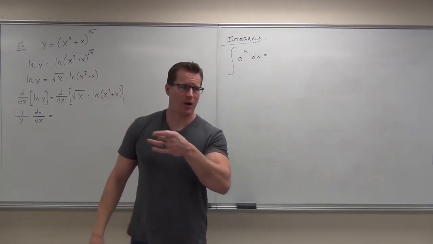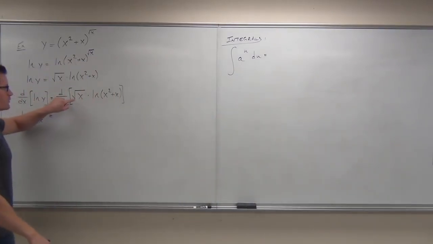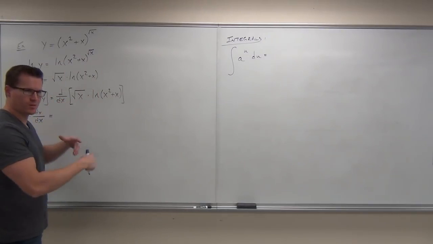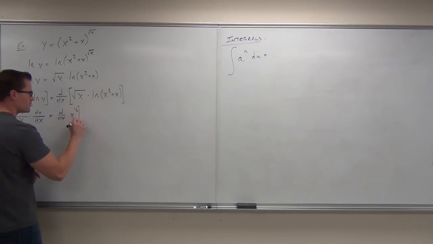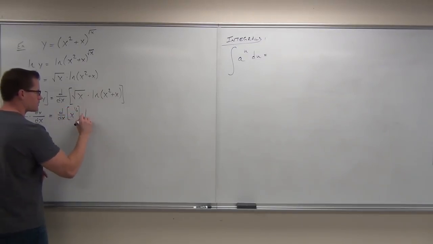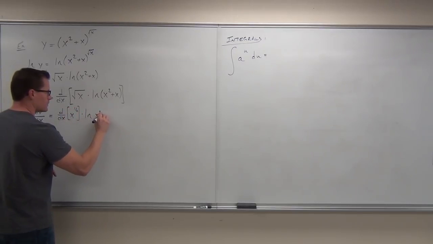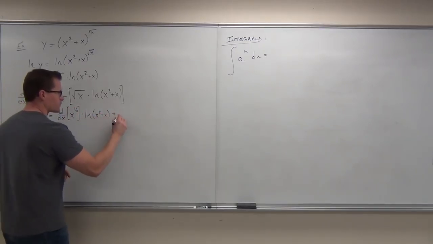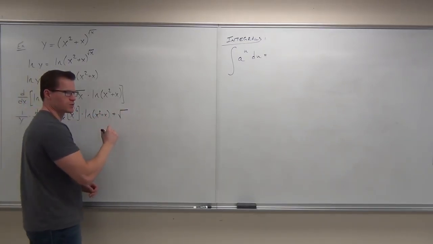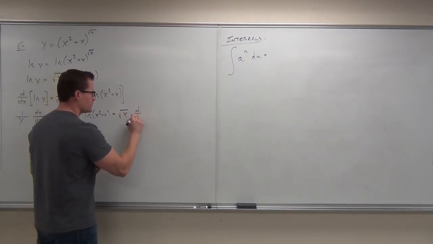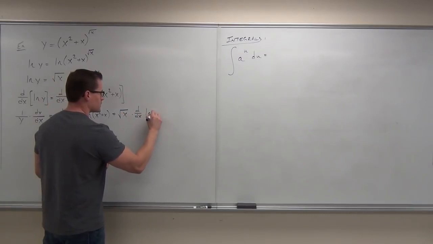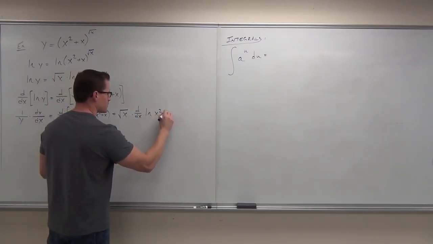And we already talked about how we're going to make this square root of x into x to the 1/2. That's the way that we have to work with those square roots. So derivative of the first times the second plus the first. I'm not going to change it to the x to the 1/2 over here because I don't have to work with it. I'm just going to leave the square root of x times the derivative of the second.